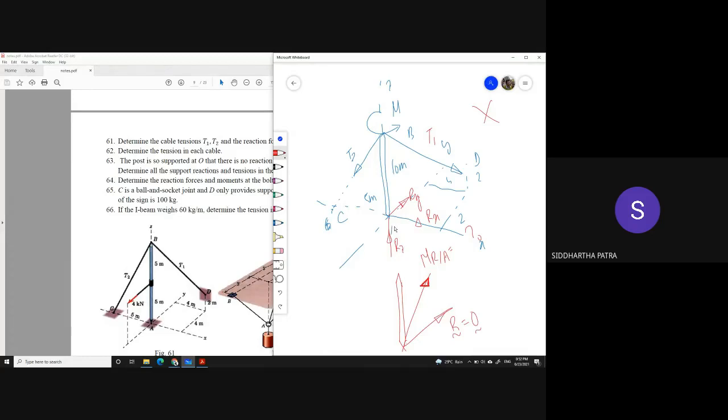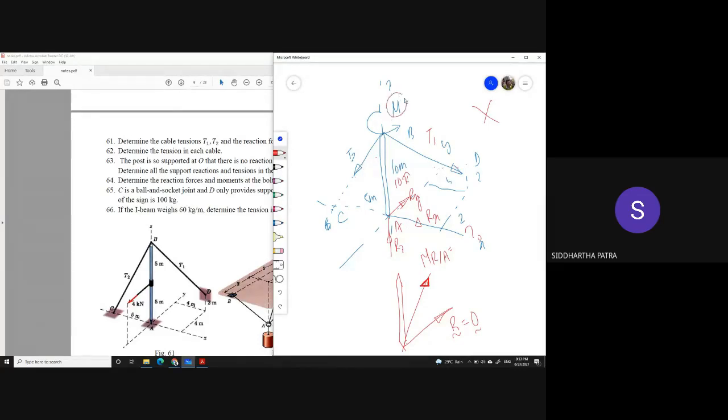You see, the moment coming from T2 and T1 has no component along the z-axis. It is because I can calculate the moment of T1 and T2 by taking the position vector of B with respect to A. And that position vector is 10k, which means that the moment of T2 and T1 about A has no Z component. They only have X and Y components.